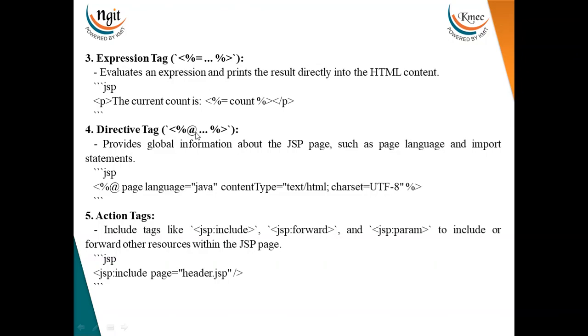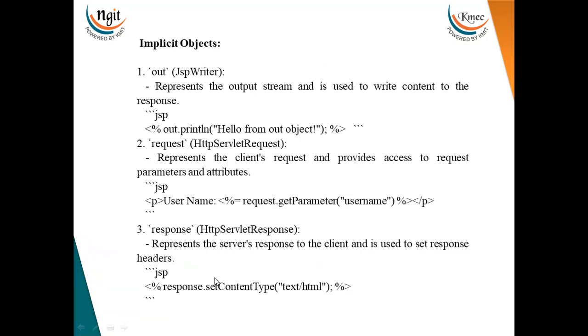For the directive tag, we use the at the rate symbol, which provides global information about the JSP page, such as page language and import statements. For example, page language is Java, content type is text/html, and character set, which is like metadata. Action tags include jsp:include, jsp:forward, and jsp:param, to include or forward other resources within the JSP page. This could be used like this: include page header.jsp.